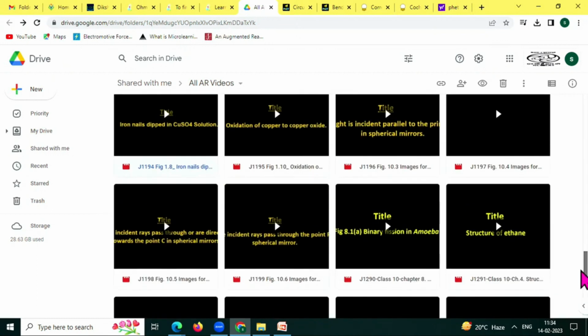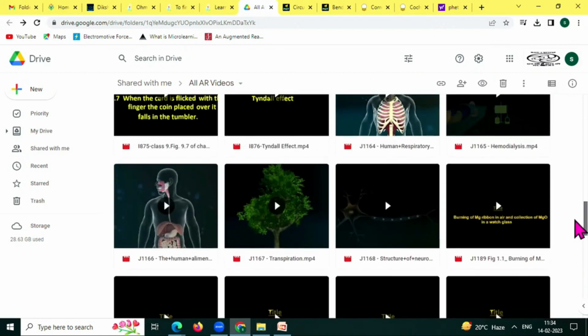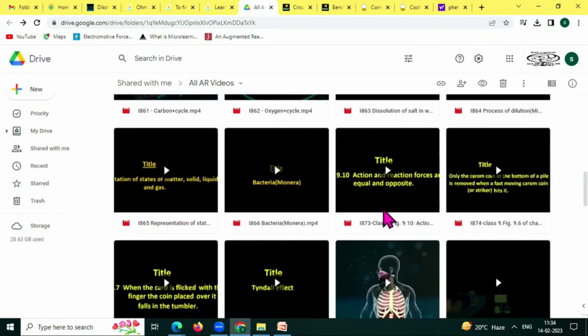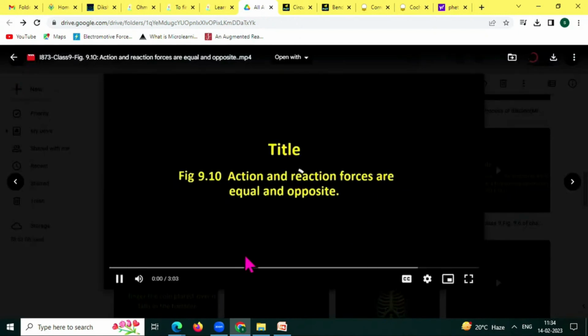So let me present one more. CIET has made many augmented reality materials also. So augmented reality material can also be used as a virtual lab.